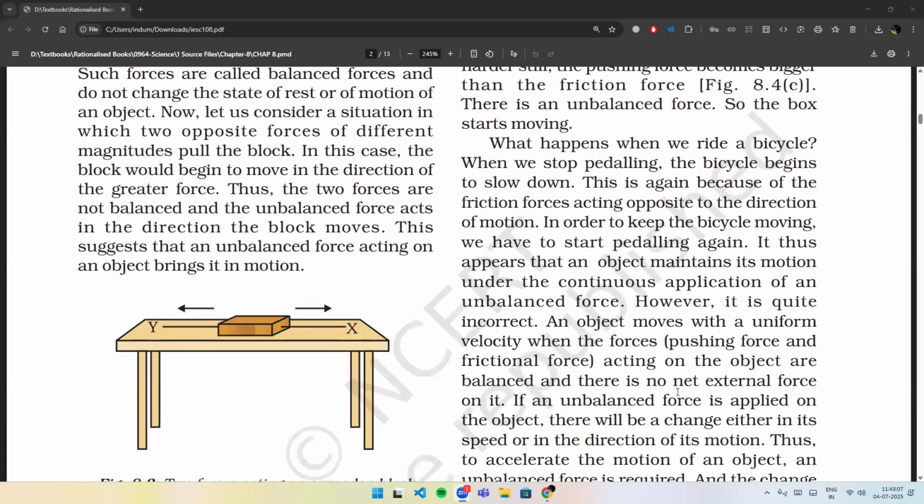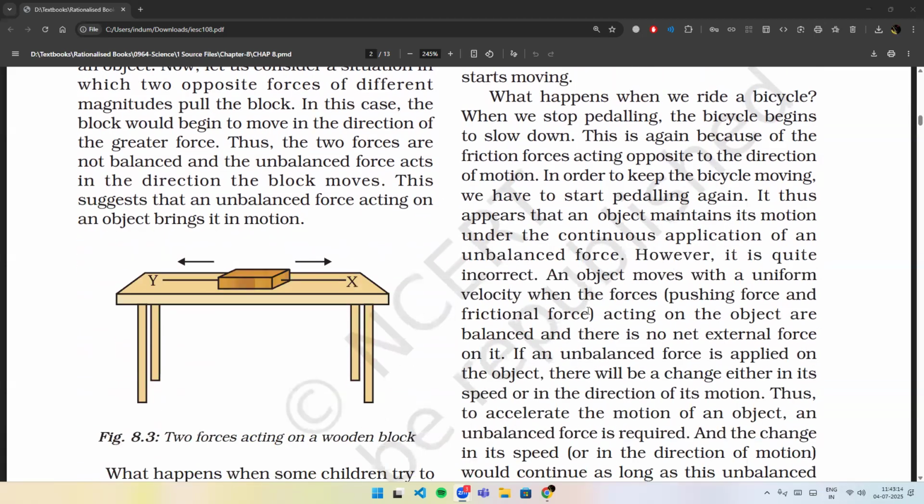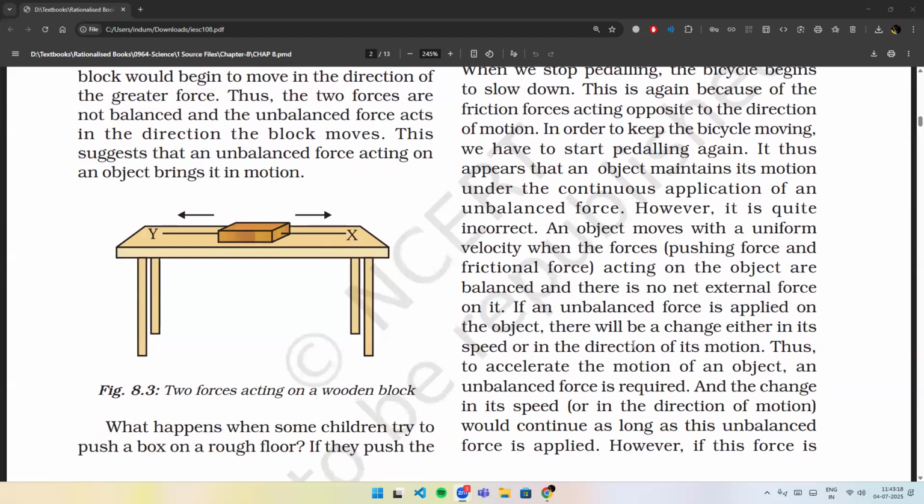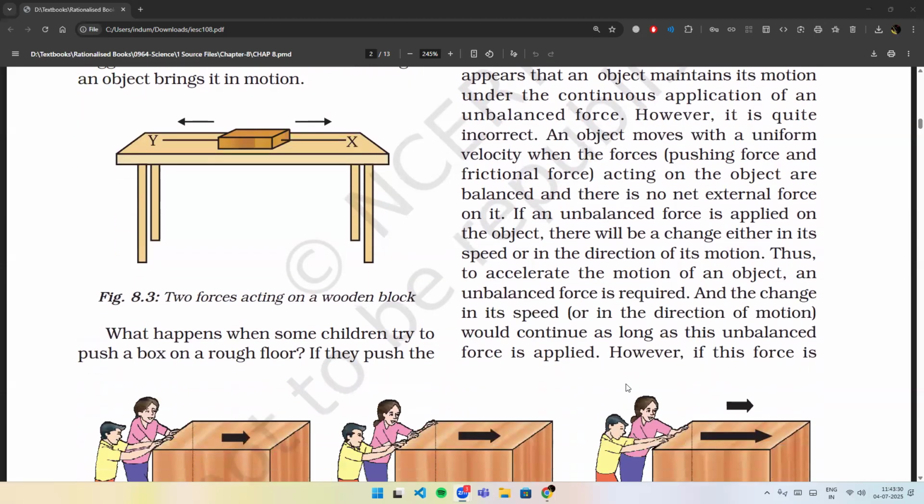What happens when we ride a bicycle? When we stop pedaling, the bicycle begins to slow down. This is again because of the friction forces acting opposite to the direction of motion. In order to keep the bicycle moving, we have to start pedaling again. It thus appears that an object maintains its motion under the continuous application of an unbalanced force. However, it is quite incorrect.